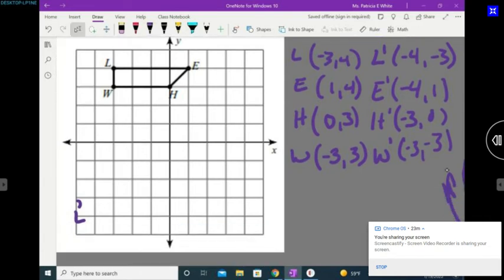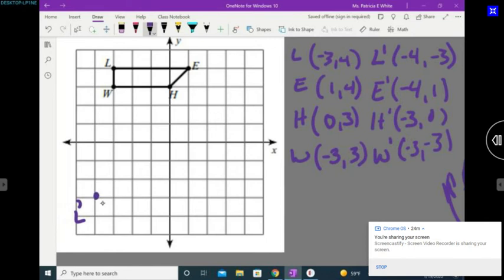-4, -3. What quadrant should that be? Everybody's negative. Quadrant 3. So I'm in 2, and I'm going 1 quadrant. Should I be in quadrant 3? Yeah, so -4, -3. There is my L prime.